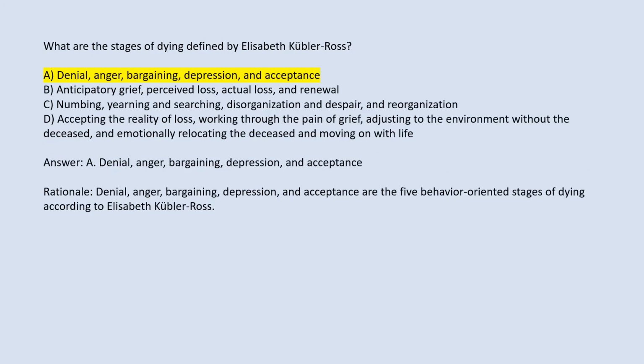Answer. A. Denial, anger, bargaining, depression, and acceptance. Rationale. Denial, anger, bargaining, depression, and acceptance are the 5 behavior-oriented stages of dying according to Elizabeth Kubler-Ross.